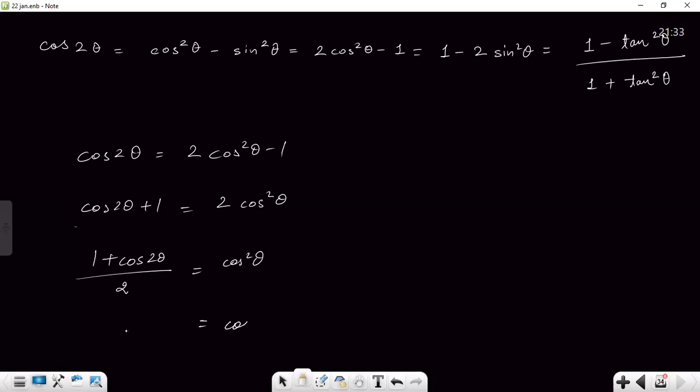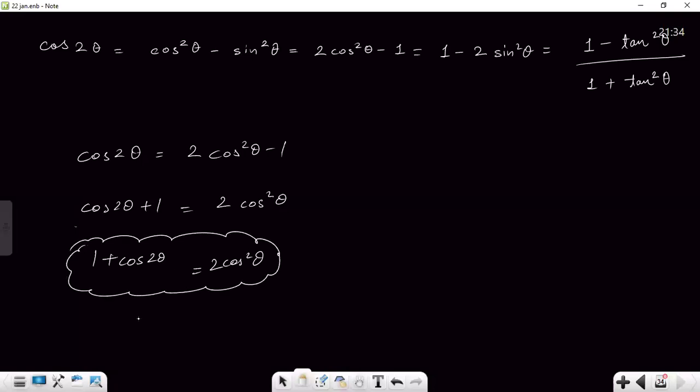Now, cos of theta may be written as the square root of (1 plus cos 2 theta) divided by 2. These formulas are really very important, and this manifestation is very famous. 1 plus cos 2 theta is equal to 2 cos square of theta. Or it may also be written as 1 plus cos theta is equal to 2 cos square of theta by 2.